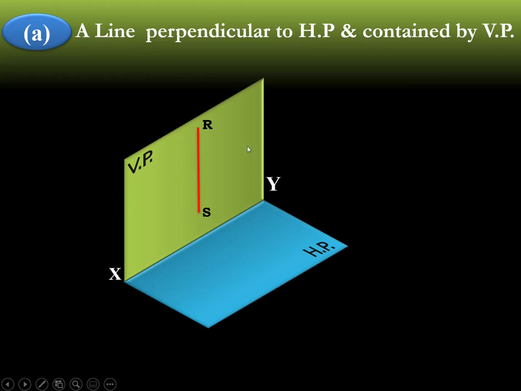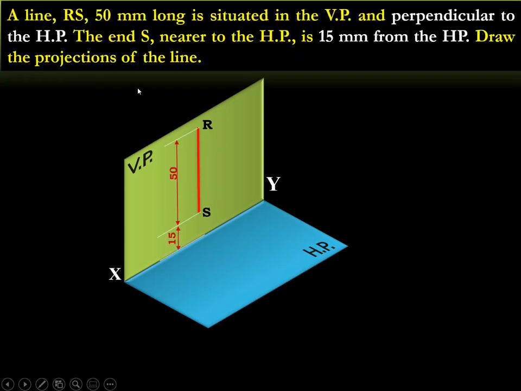The pictorial representation of a straight line capital RS, which is perpendicular to the horizontal plane and contained by the vertical plane, is shown here. From this diagram we can understand that the in-front distance between the vertical plane and the line capital RS is 0. Now let us find the projections of the given problem.